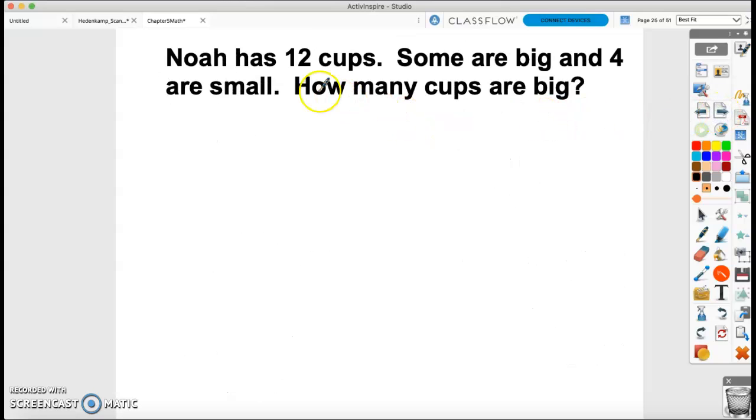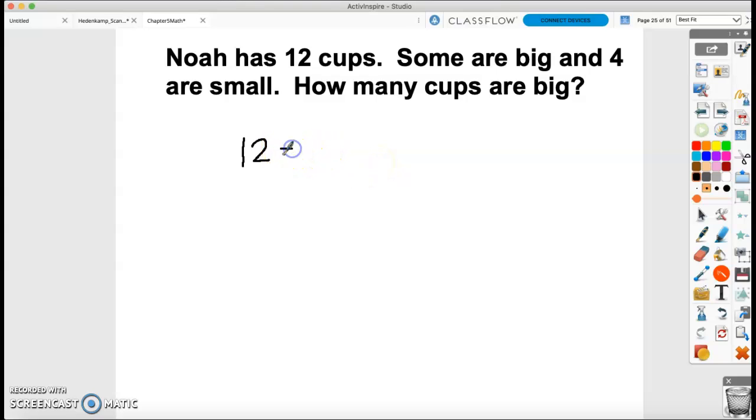All right, let's try this problem. Here we go. Noah has 12 cups. Some are big and 4 are small. How many cups are big? So let's write a number sentence. Noah has 12 cups. He cannot have any more than 12 cups. We are not adding to the 12 cups because he can't have any more.